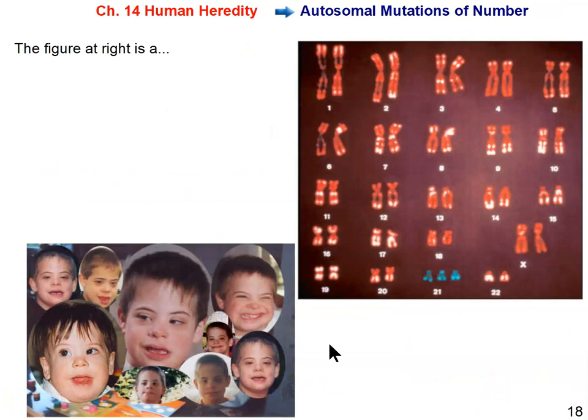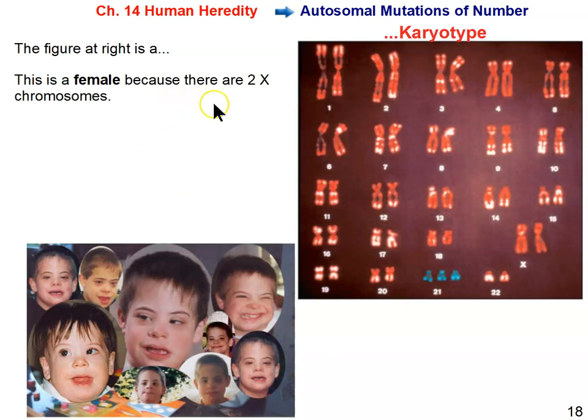So the figure that we're looking at here, as you should know by now, is a karyotype. And this is a female because there are two X chromosomes. So right there are the sex chromosomes. There is not a Y chromosome. There are two X chromosomes. So that's what makes a female, biologically anyway.